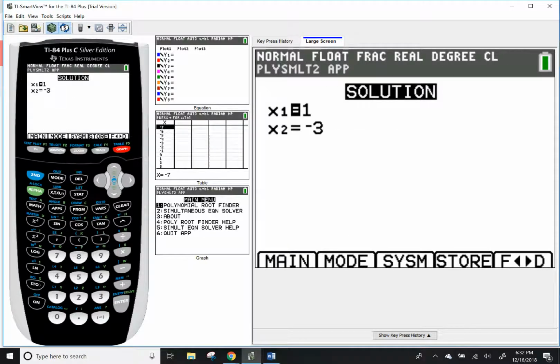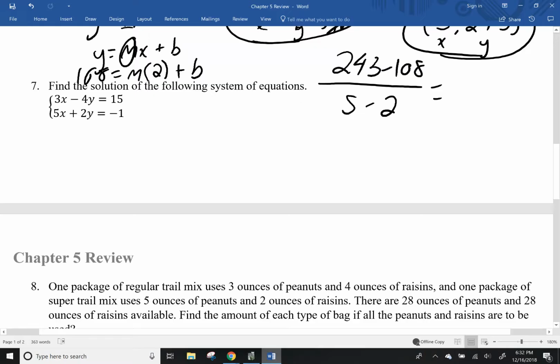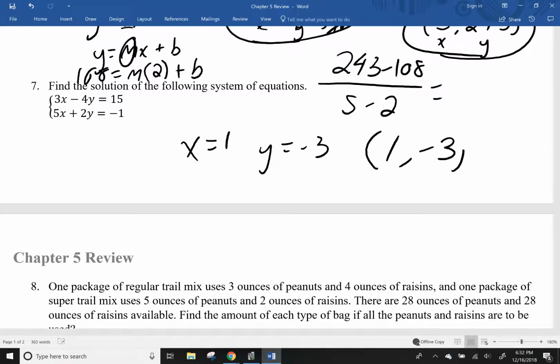There we go. x is 1 and y is -3. So x equals 1, y equals -3. You can also just write it as the point (1, -3). Either way.